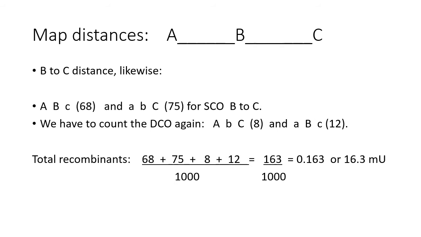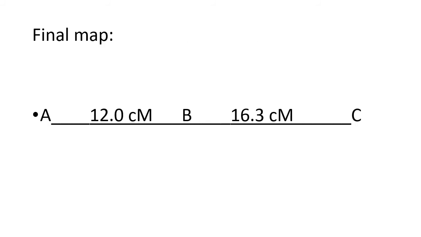Okay, the B to C distance is calculated similarly. We take the single crossover progeny, which are 68 plus 75, and we have to count the double crossovers again, because they had a crossover here also. And that's 68 plus 75 plus 8 plus 12 is 163 over 1,000, which is 0.163, or 16.3 map units, or centimorgans. So if the information is already prearranged for you and reciprocals are identified, it's really pretty easy to calculate these distances. Okay, so here's our final map. A to B is 12 centimorgans, B to C is 16.3 centimorgans.